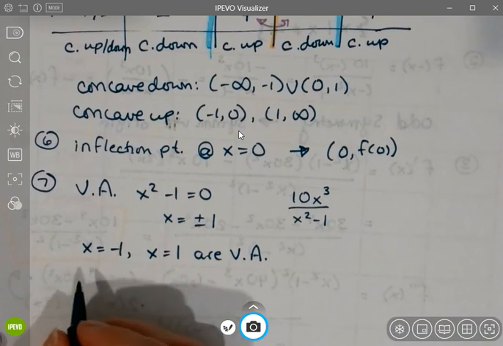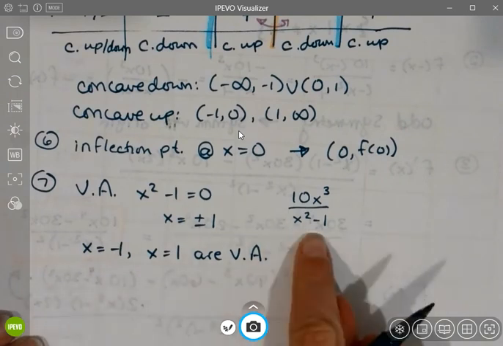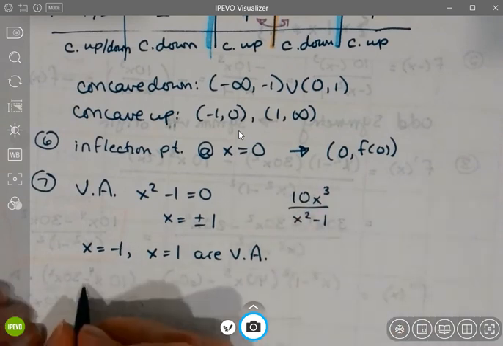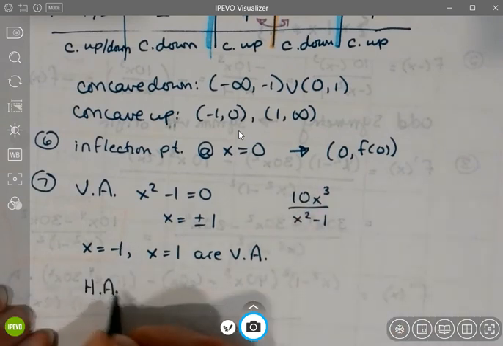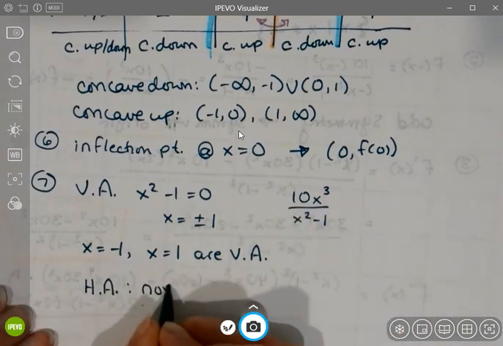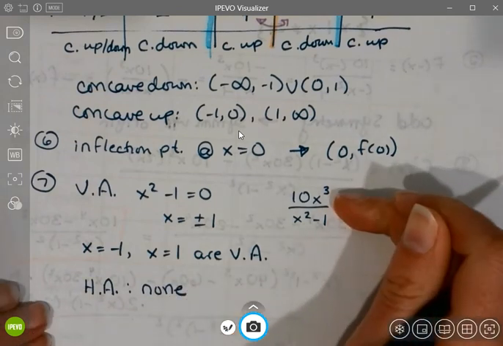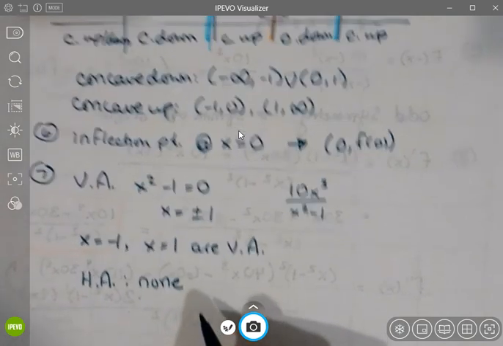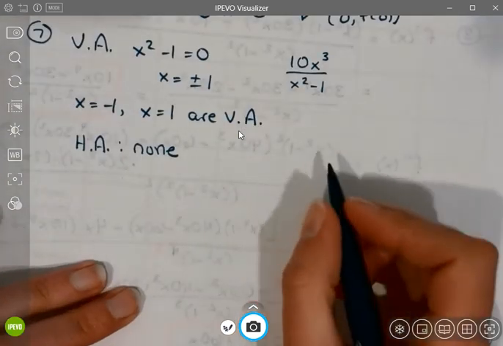And then for horizontal asymptotes, there will not be a horizontal asymptote here because the power on the top is larger than the power on the bottom. So for horizontal asymptotes, we'll have none. Power on the top is 1 larger than the power on the bottom, so there's going to be an oblique. So we're going to do the long division to find that oblique asymptote.